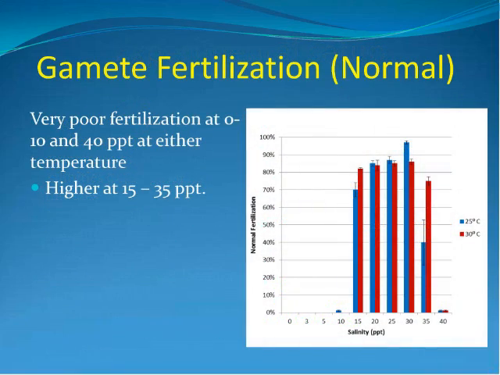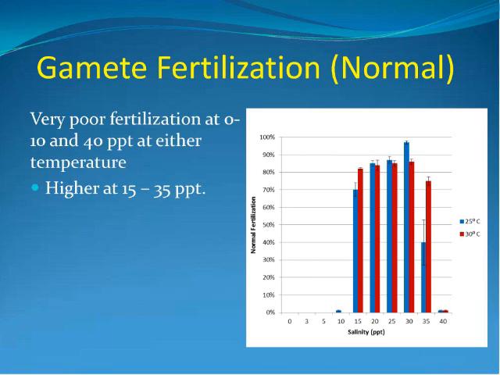Looking at the gamete fertilization, I just want to focus in on the graph for a second because the theme is similar. The x-axis is going from 0, 3, 5, 10, 15, all the way to 40 parts per thousand, and the y-axis is the normal fertilization. The reason why I don't really have any data here is all the non-fertilized, all the eggs are dead, and that's the reason why I don't see it.